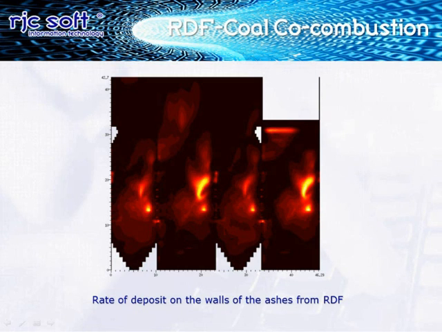In this figure we report the estimated rate of deposit on the walls of the ashes from RDF. You can see the areas with high deposition rate. In these zones, slagging from RDF ashes and corrosion phenomena can develop. The RDF contains small amounts of chlorine. Chlorine is a source of corrosion.